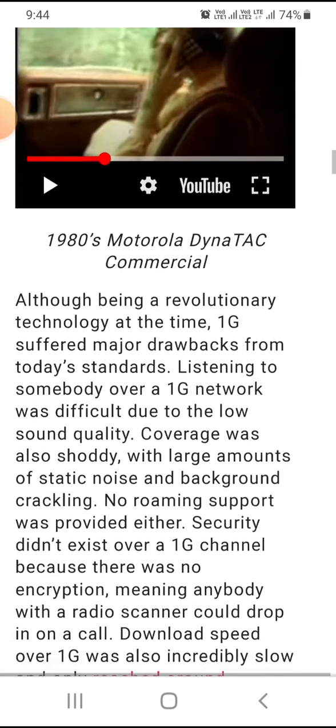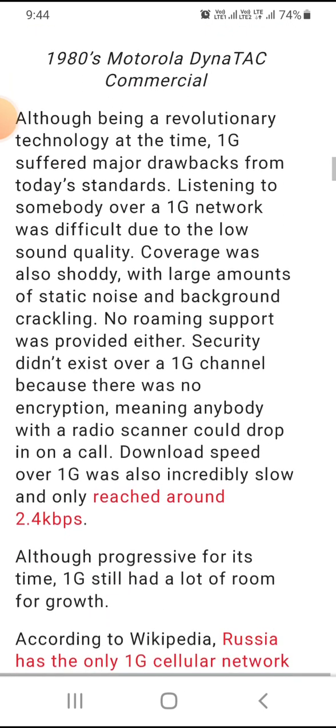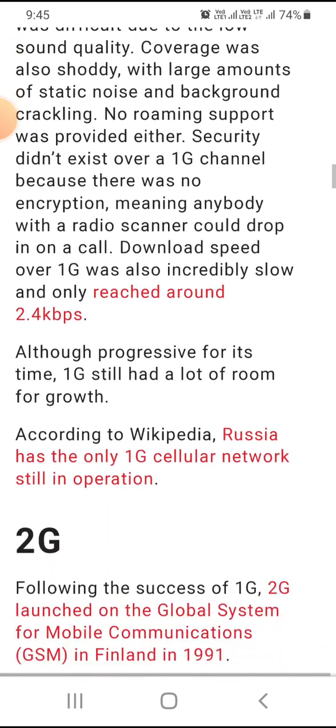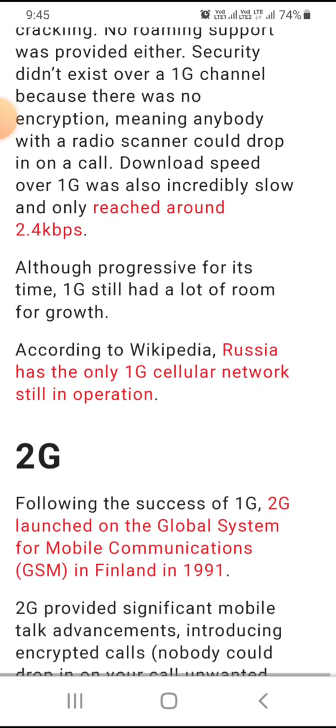Although a revolutionary technology at the time, 1G suffered major drawbacks by today's standards. Listening to somebody over a 1G network was difficult due to the low sound quality. Coverage was also shoddy, with a large amount of static noise and background crackling. No roaming support was provided either. Security didn't exist over a 1G channel because there was no encryption, meaning anybody with a radio scanner could drop in on a call. Download speed over 1G was also incredibly slow, only reaching around 2.4 kbps. Although progressive for its time, 1G still had a lot of room for growth.